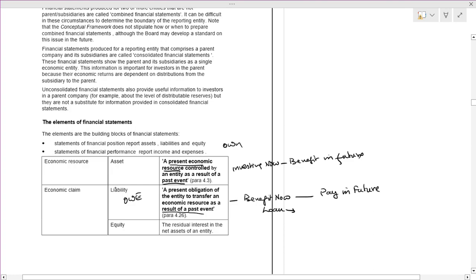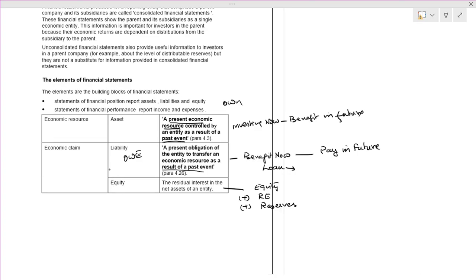Equity is the residual interest. See the thing, this is very important. We are talking in terms of equity. What we are doing is adding retained earnings. What are the components? We have the reserves.